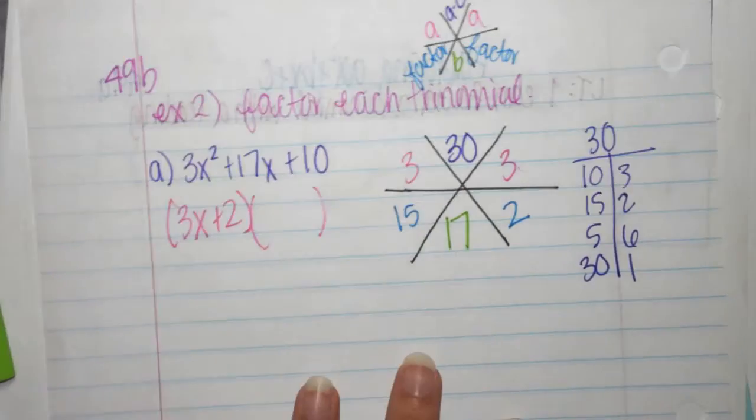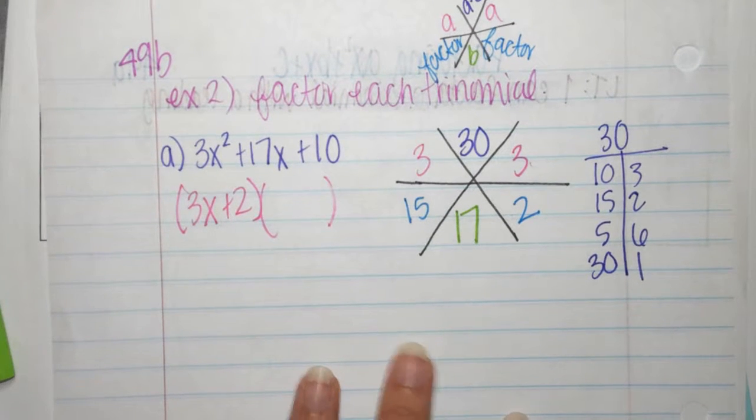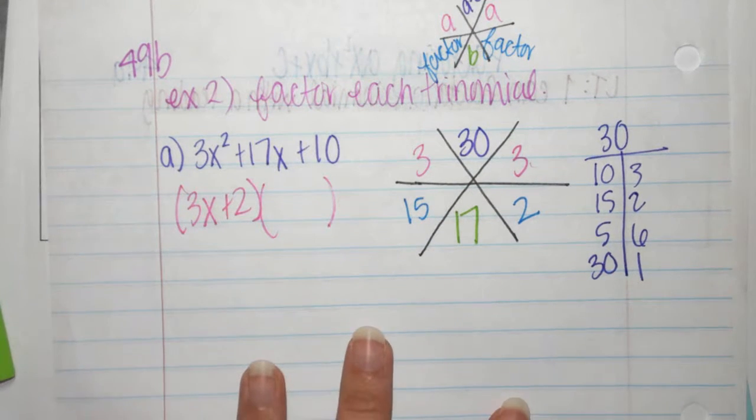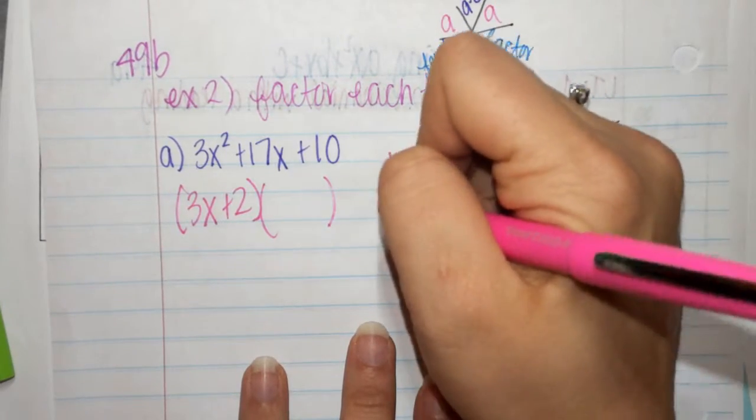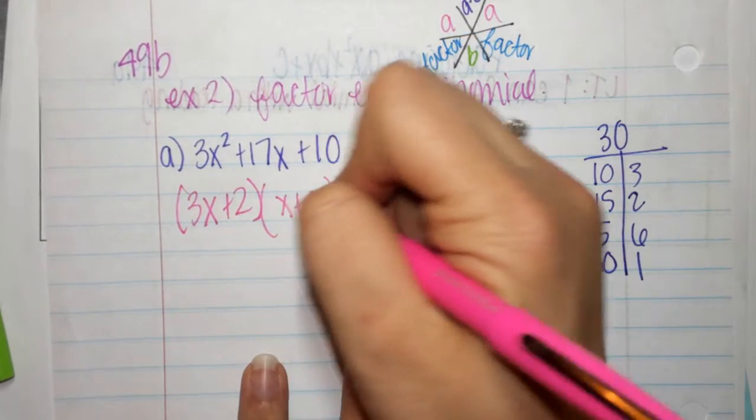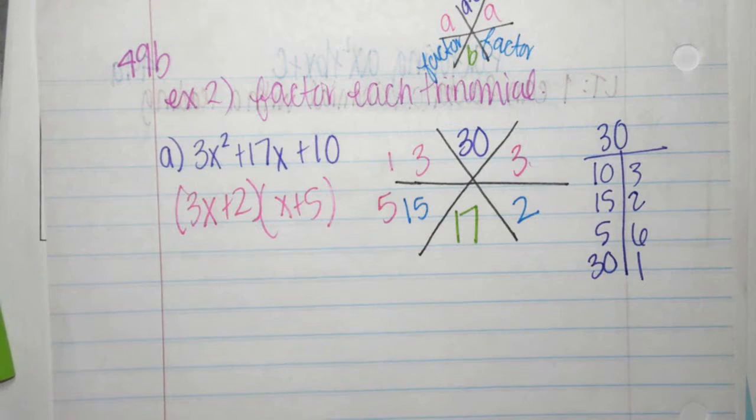Now, over here, what goes into both 3 and 15? 5 does not go into 3. 3 divided by 3 is? 15 divided by 3 is? So, x plus 5. And we're done. Does everybody understand?